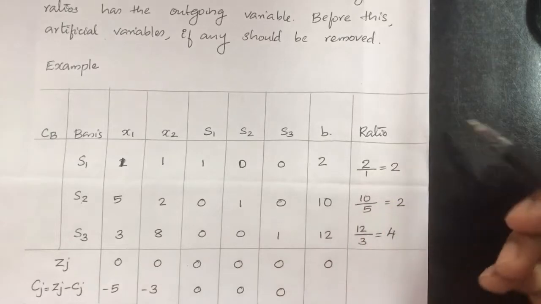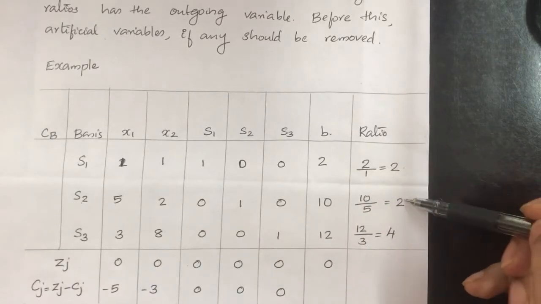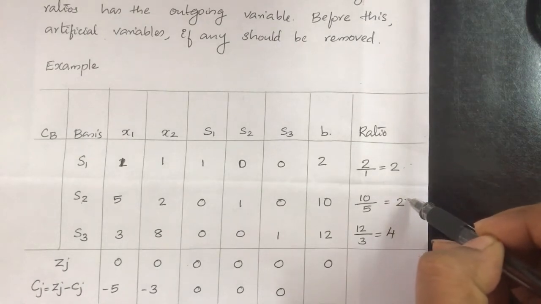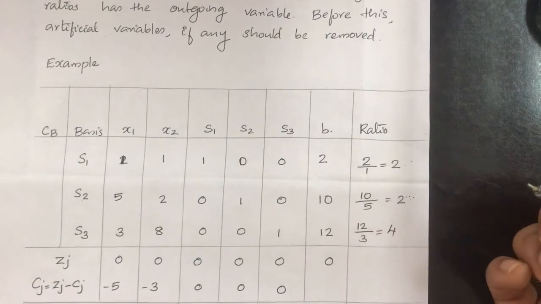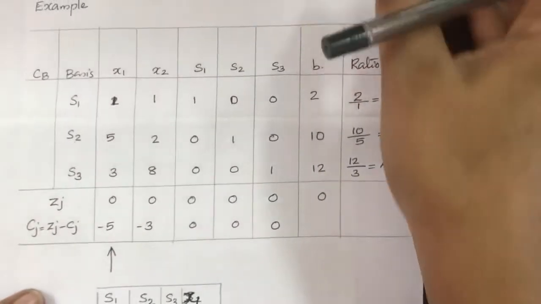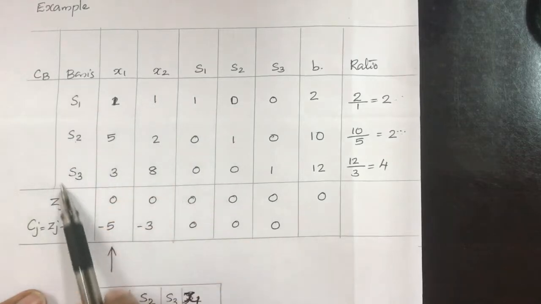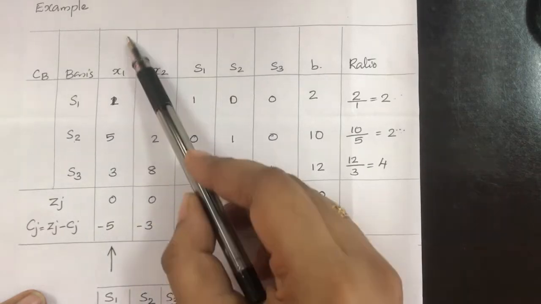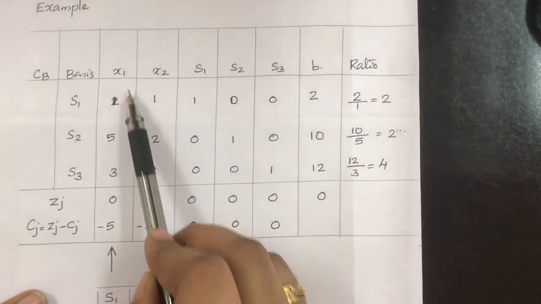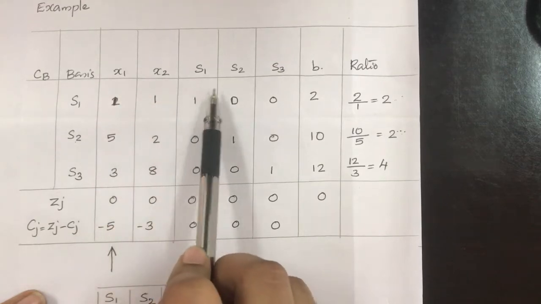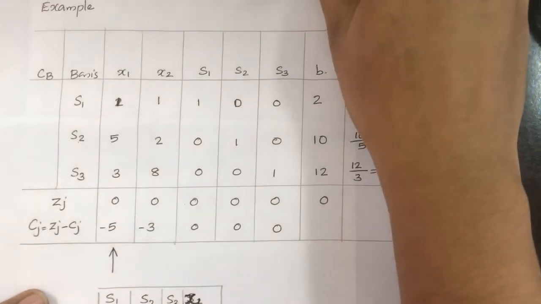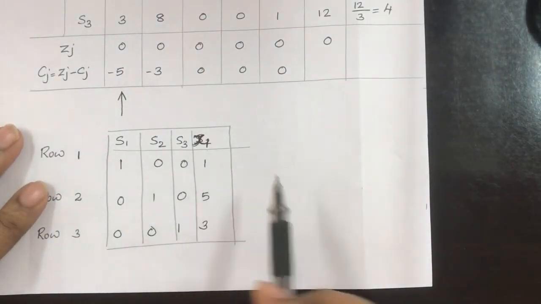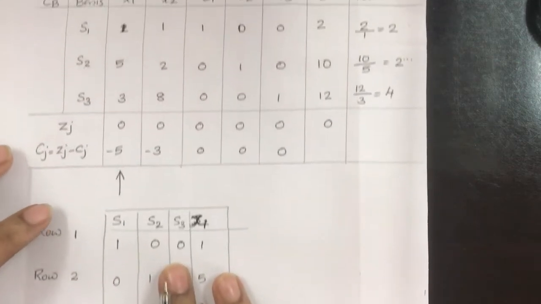Look at this table. Here, among the minimum ratios, there is a tie in row 1 and row 2. In such cases, we need to find another set of ratios. For that, we are taking the basic variables. Which are the basic variables? S1, S2 and S3, along with our key column X1. We are taking these 4 columns, X1, S1, S2, S3. I am writing it downwards, S1, S2, S3 and X1. Now I am going to find another set of ratios.